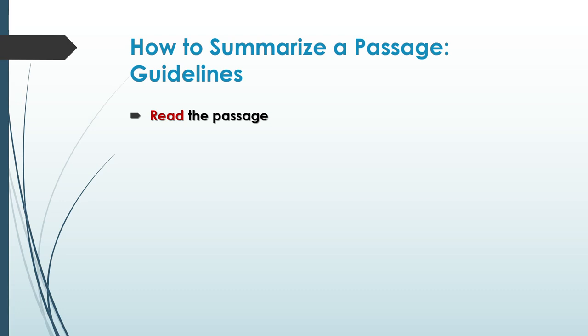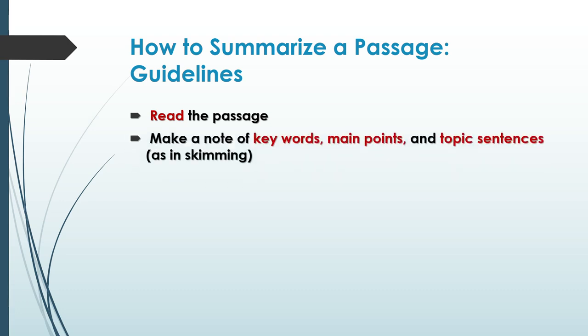First, you have to read the entire passage. Kindly focus on the red color. The red color is basically the key points, keywords, or key expressions here. So read the passage, and while reading it, you have to make a note of keywords, main points, and topic sentences.